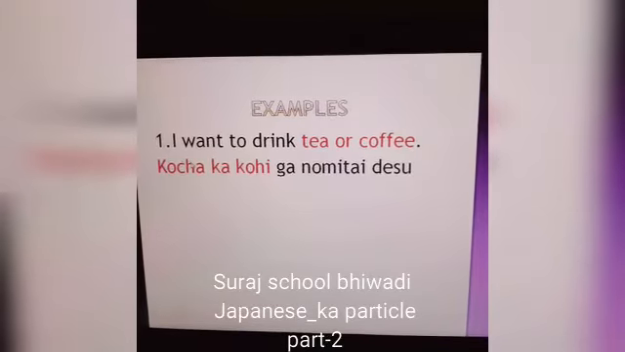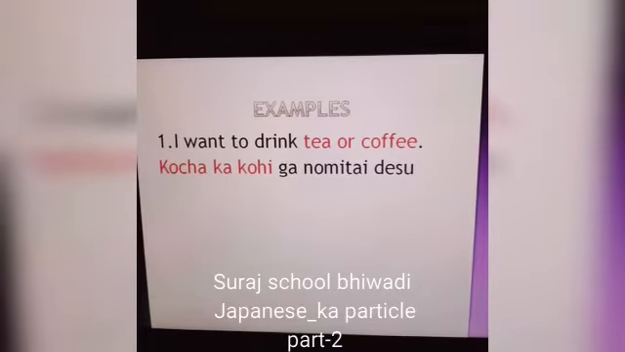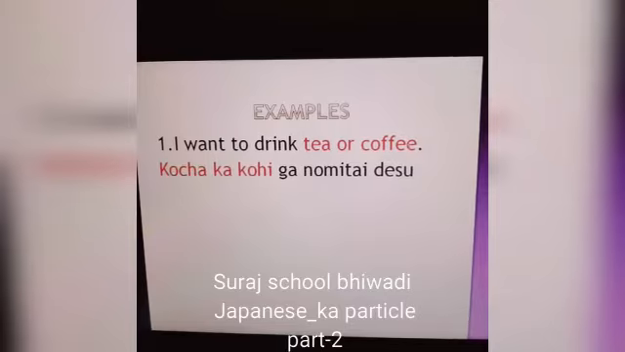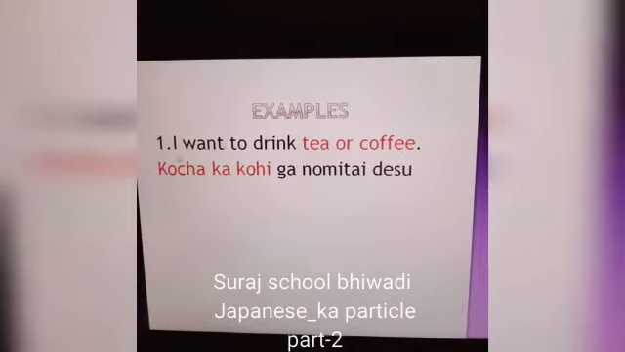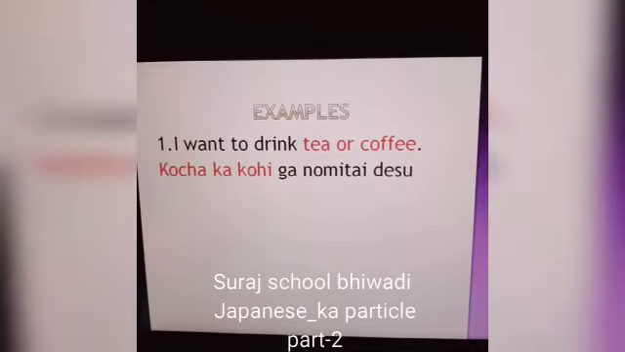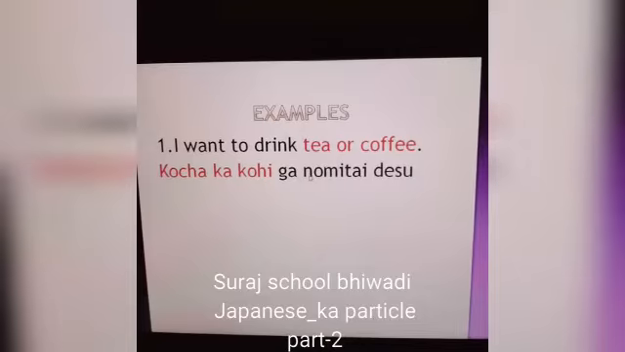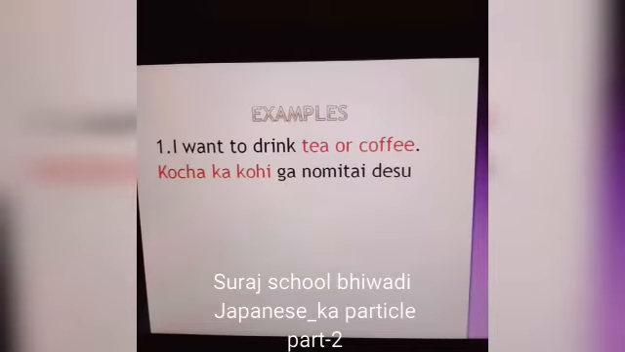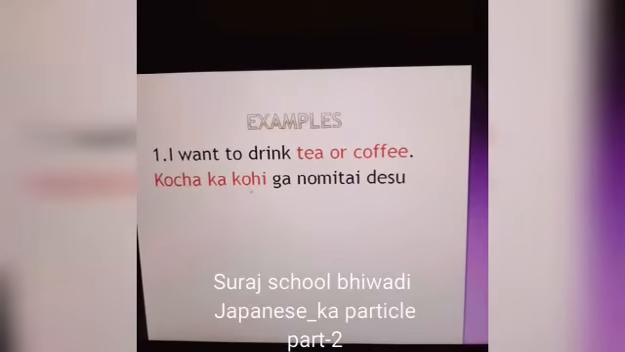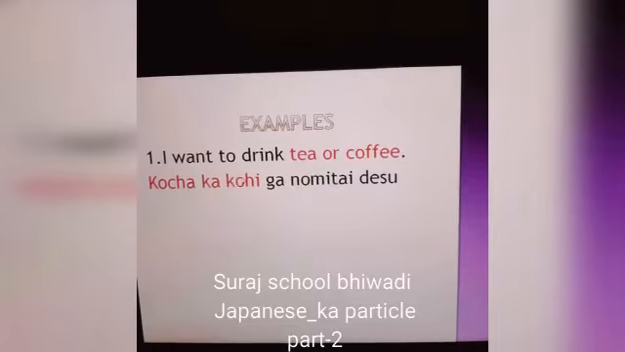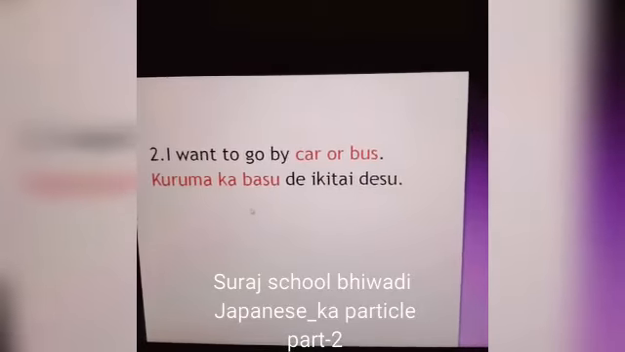There are some more examples of using the ka particle in a sentence. The first one is I want to drink tea or coffee. Tea means kocha, coffee means kohi. So kocha ka kohi ga nomitai desu. Nomitai means want to drink. Kocha ka kohi ga nomitai desu. The ga is again a different particle, which we will discuss later. Today we are learning only the ka particle. So here the ka particle is used for giving choices.